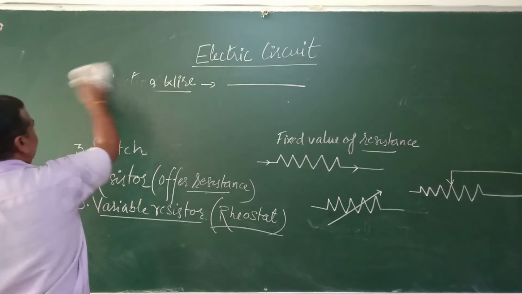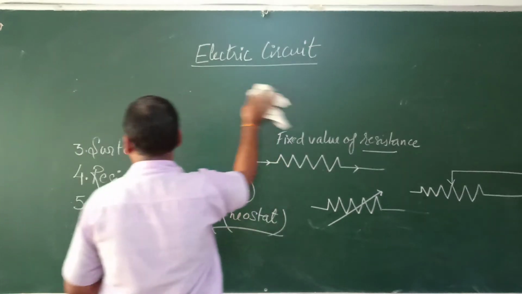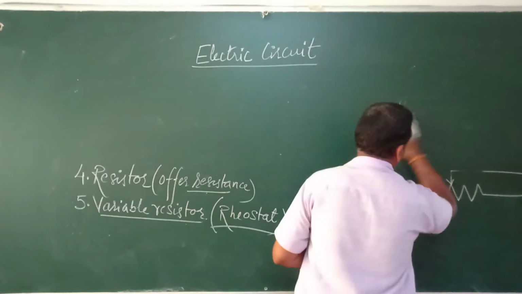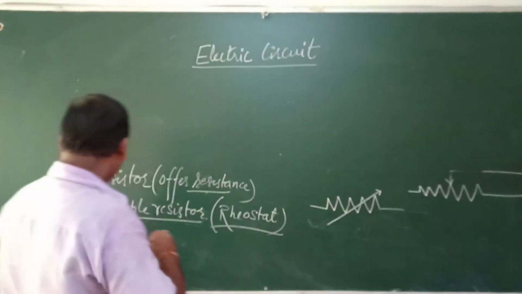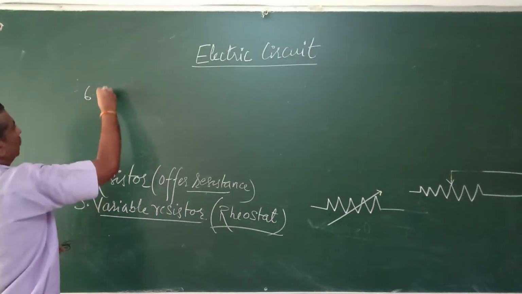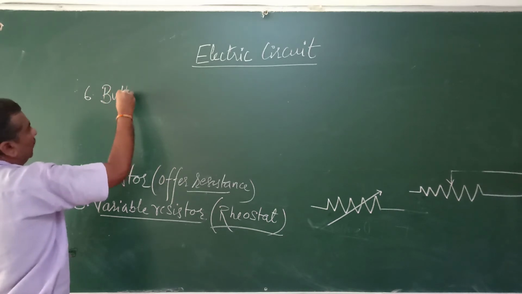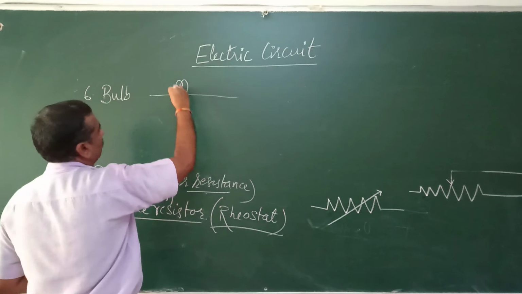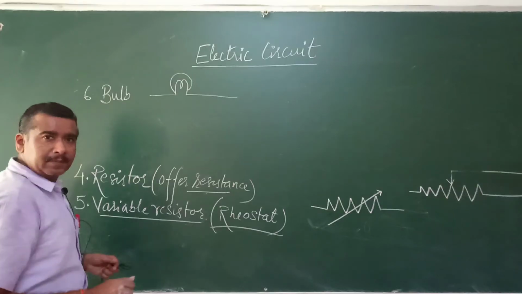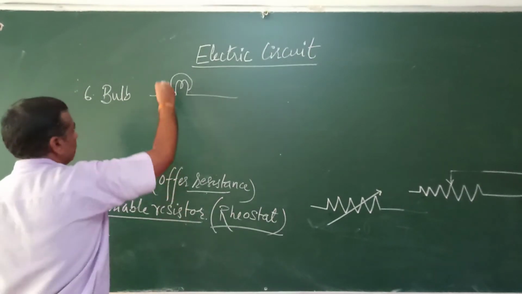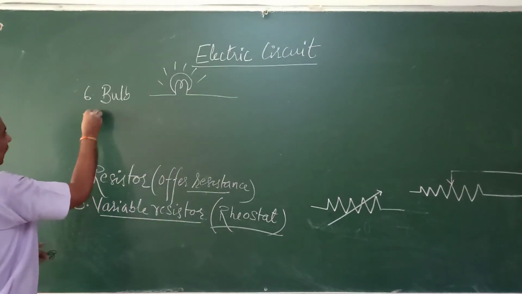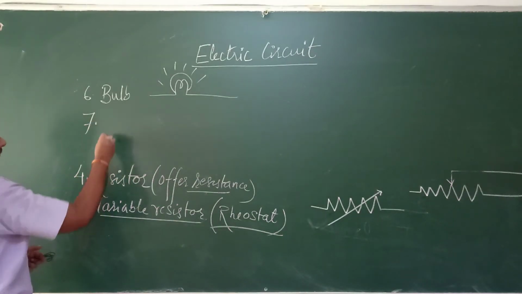Then we have a bulb. So how would you draw a bulb? Simple is this type of bulb. You can also draw this type. So this is a simple bulb which gives us illumination, brightness, light.